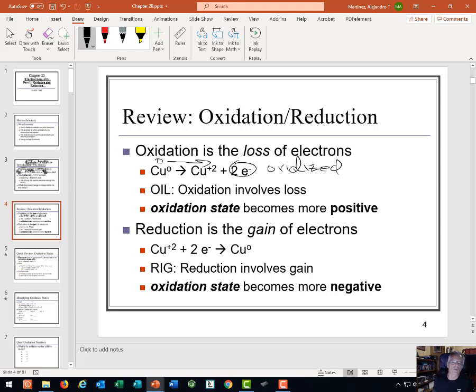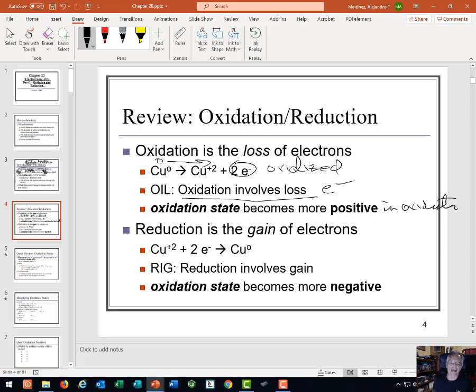So we'll use the little acronym OIL. Oxidation involves loss. Loss of what? Loss of electrons. So the oxidation state becomes more positive in oxidation. Something you were supposed to remember from Chem 1.